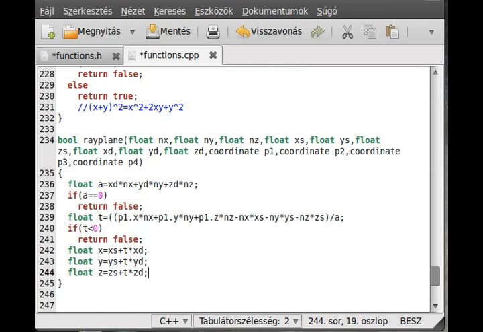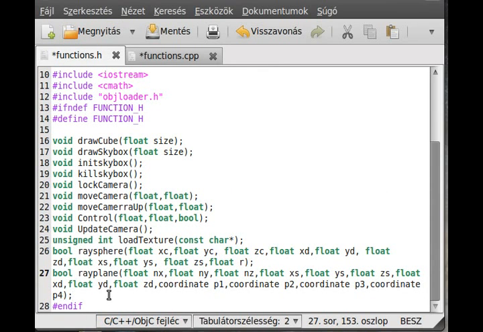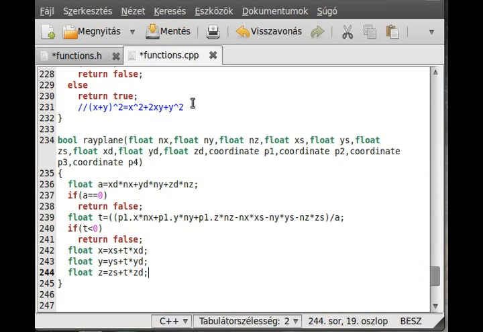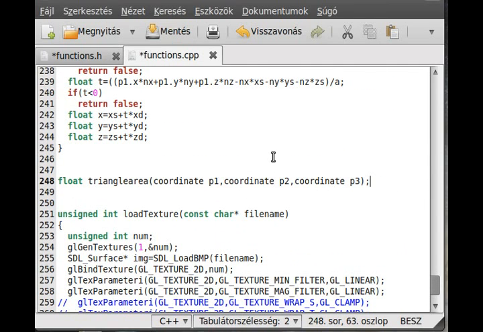Okay then, before I move on, I create a new function which will calculate the area of the triangle. So float, it will return the area, and I call it triangle area. It will take 3 points, so coordinate p1, coordinate p2 and coordinate p3, and it will return the area as I said. Now I just implement this function somewhere. It doesn't really matter, here I implement it.